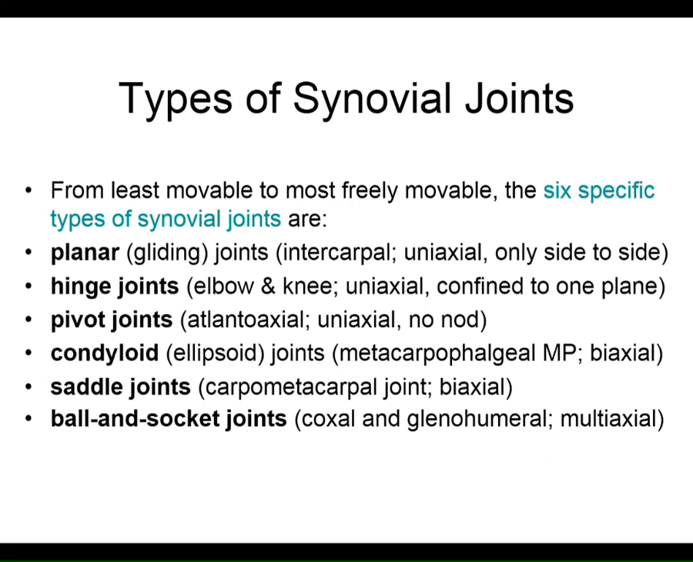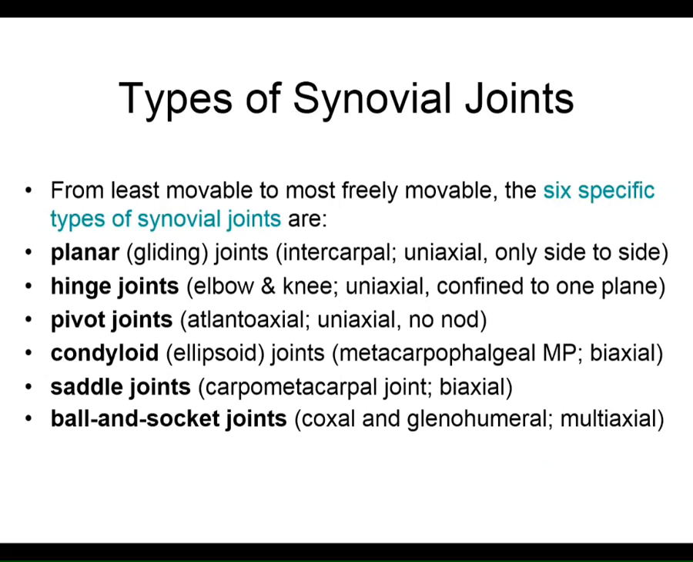Versus pivot. A pivot joint, and the pivot joint I want you to specifically think about is going to be the atlantoaxial joint. That is where your atlas, C1, and axis, C2, come together. And because of that interaction of C1 and C2, you're able to say no, right? You can shake your head back and forth, and your head is literally twisting on that little pivot of the dens that we'll talk about in a second.